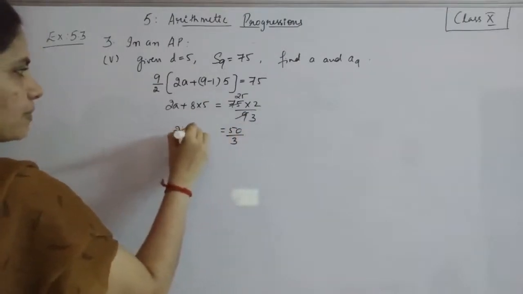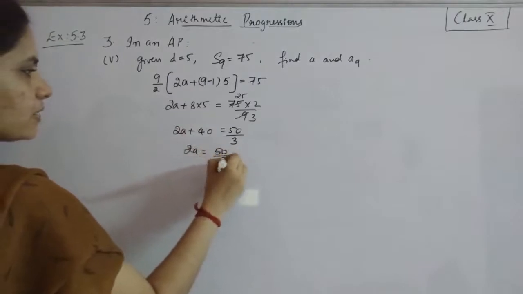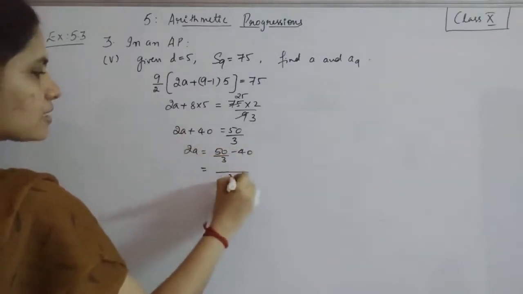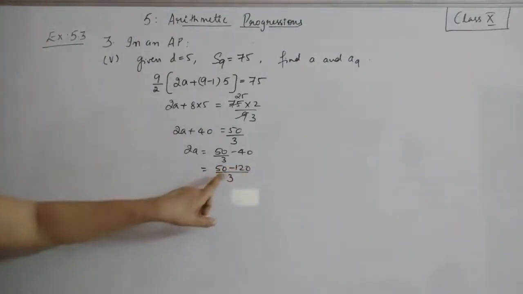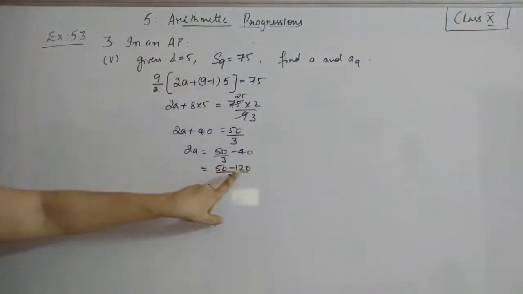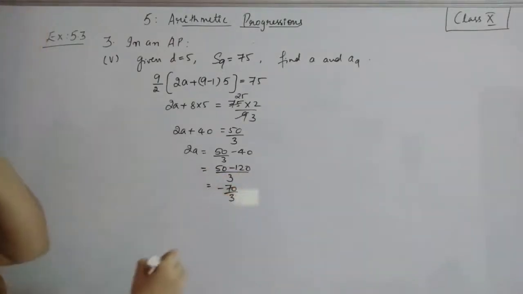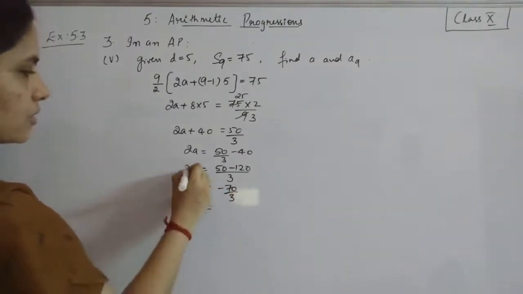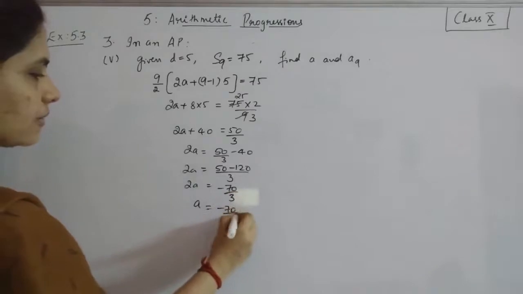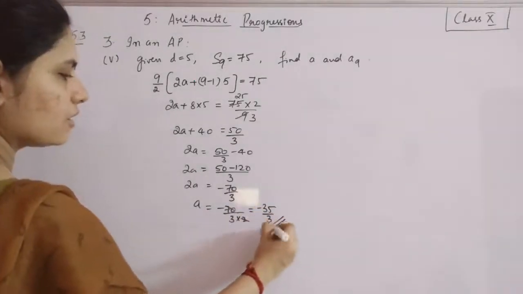Here you have 2a plus 40 is equal to 50 by 3. So 2a is equal to 50 by 3 minus 40. Taking the LCM, we will get 50 minus 120, which will give you minus 70. So minus 70 by 3 will be your 2a. Now what you want is a. a is equal to 70 by 3 into 2 in the denominator, so that it will get cancelled and you will get minus 35 by 3 as your a.